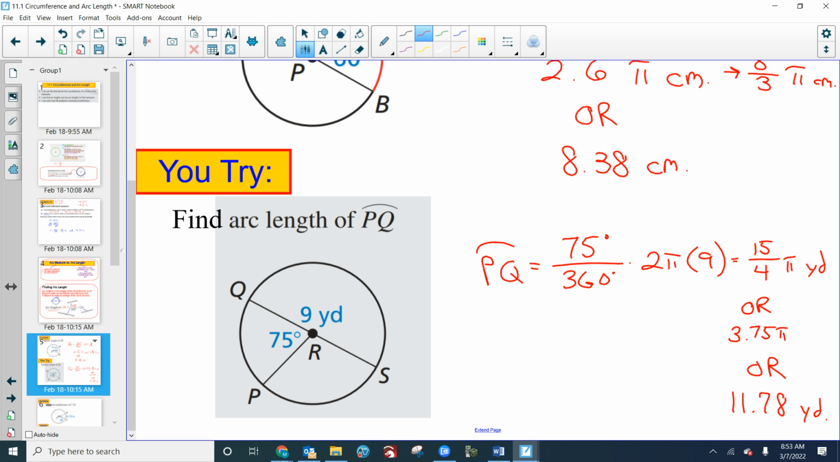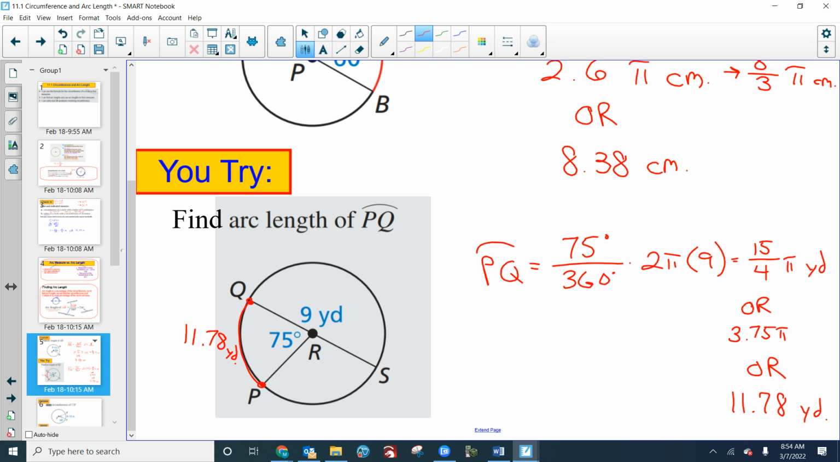Did you get 11.78 yards as the decimal? Yeah. 11.78 yards. Meaning, if you walk from P to Q, you just walked 11.78 yards, if the radius is 9 units, right? Questions on that? Now, in terms of pi, the answer is 15/4 pi or 3.75 pi.